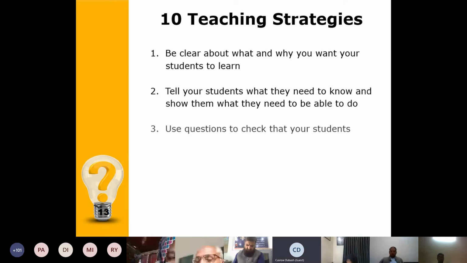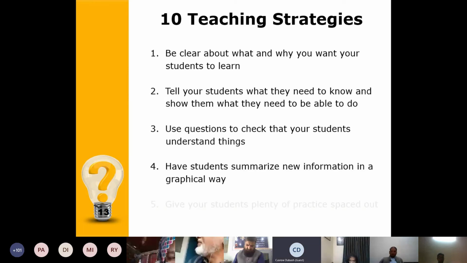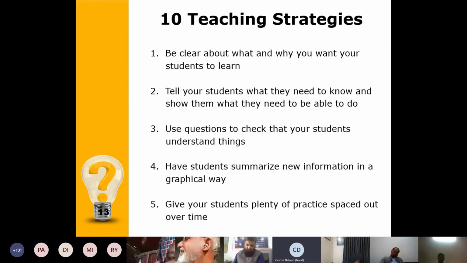अब 10 teaching strategies पे देखिए वो थे principles of teaching. अब teaching strategies should happen every class you are in. Number 1 is be clear about what and why you want your students to learn. आज जो भी आपने पढ़ाना है वो क्यों पढ़ाना है और इससे बच्चे सीखेंगे क्या.